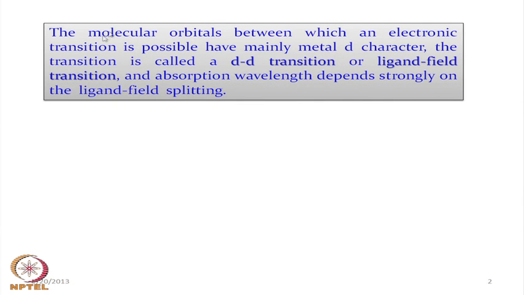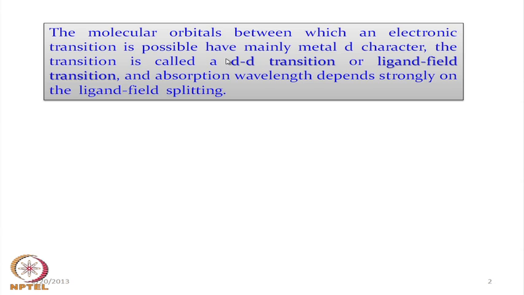So, the molecular orbitals which are involved for these electronic transitions are possibly of mainly metal d character. So, if we have the corresponding orbitals involved for the corresponding transitions, we can have the transitions known as d-d transition or ligand field transition. So, we have the ligand field, and the ligand field is responsible for the splitting of the different d levels.